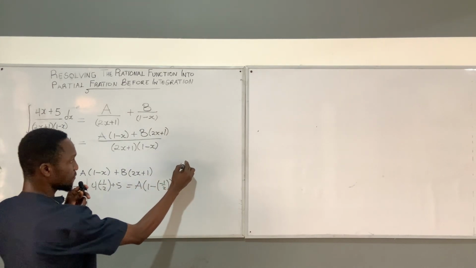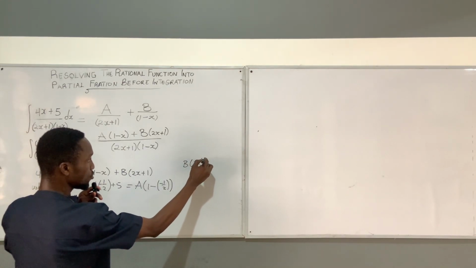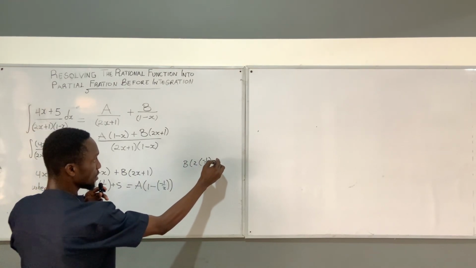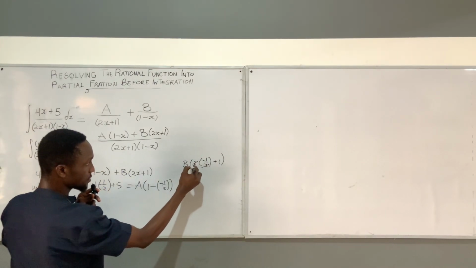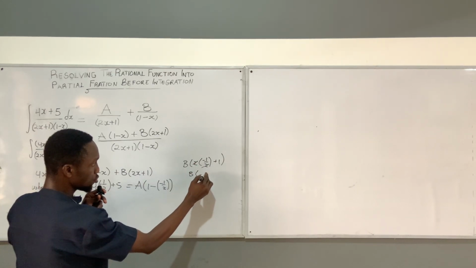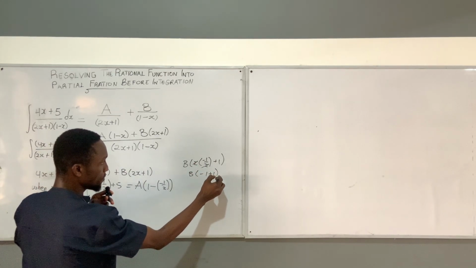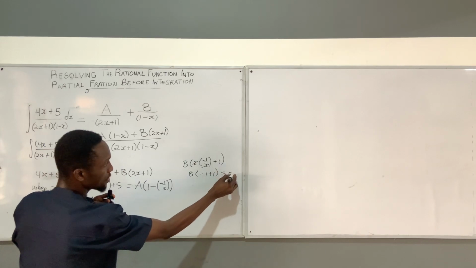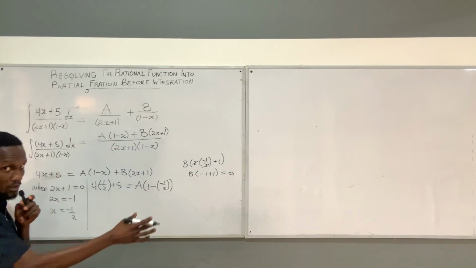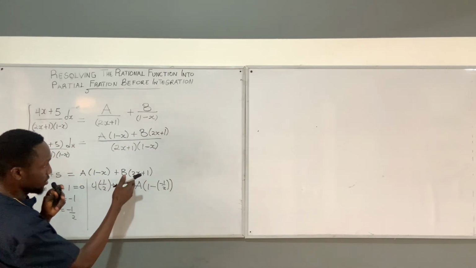Okay? So we have b into 2 into negative 1 over 2 plus 1. Okay? This cancels this. We have b into negative 1 plus 1, making the whole equation what? 0. So we have been able to eliminate b. Therefore, I don't need to write that.